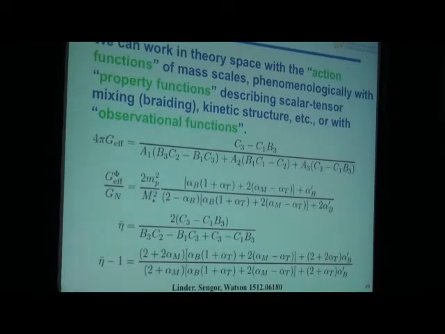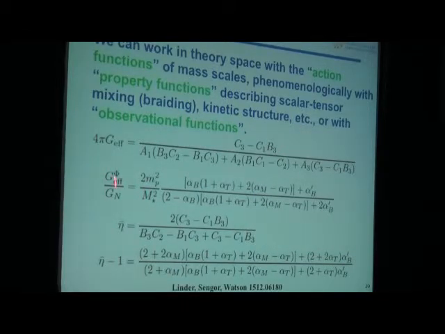Or you can deal with these observational functions that I talked about before, these effective Newton's constants, how matter couples and how light couples. And you want to be able to translate back and forth between these, and so this is some work recently done with Scott Watson and his graduate student, Gisem Sengler, and we have a whole series of translation tables. So here, for example, is an observational function, the gravitational strength, which in general relativity would just be G Newton, and it translates in terms of these action functions. And these C's and B's themselves are actually functions of the direct action functions. I didn't write them down because it wouldn't fit on the slide.